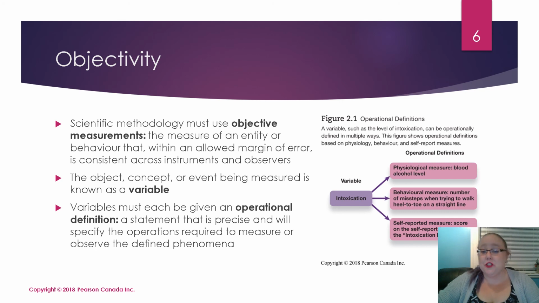So you can see in figure 2.1 here that we do have a couple different examples of an operational definition. For example, if you were hoping to measure a variable of intoxication, you could look at your physiological measures, which are your blood alcohol level. You could look at behavioral measures, such as if people can't walk straight or they're staggering all over the place. Or you could look at a self-report measure. You could ask somebody, how much have you drank? How intoxicated or impaired do you feel? So even though the variable stays the same, we need specific operational definitions to define how we are going to measure it within the context of our research.